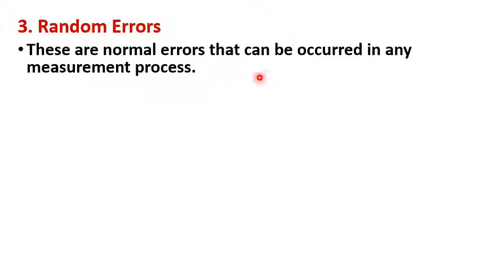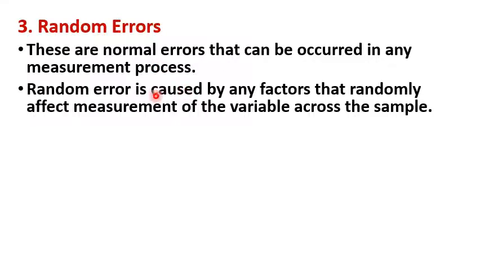The third and last category of measurement error is random errors. These are normal errors or unavoidable errors that can occur in any measurement process. Random error is caused by any factors that randomly affect measurement of the variable across the sample.